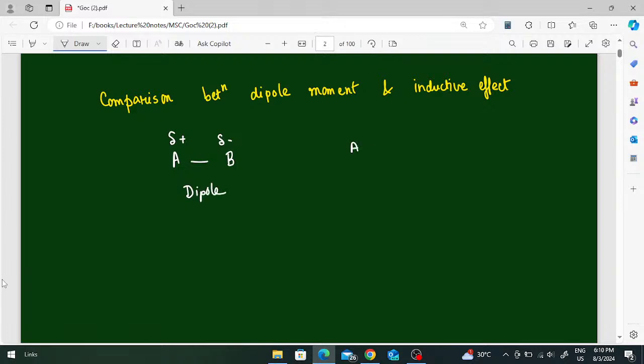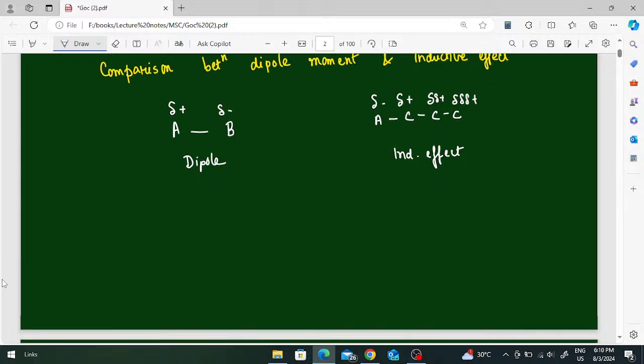But if you have some A, and some carbon here, say here there will be some delta charge. If there is delta negative, it might be reverse as well. If there is delta positive here, then there will be a delta negative. So in any case, there will be same charges, like charges. This is inductive effect. So they are not the same.